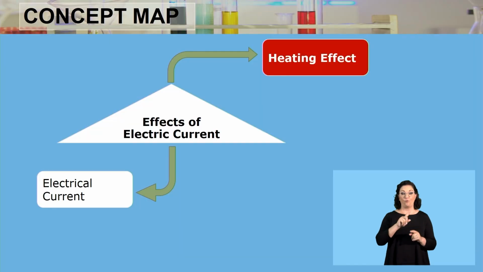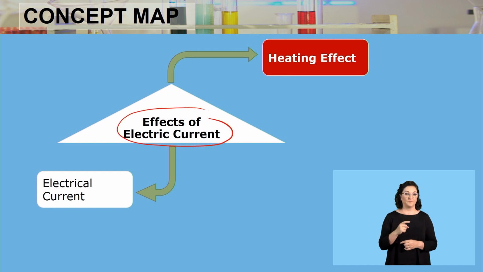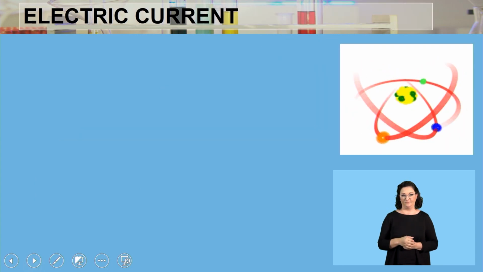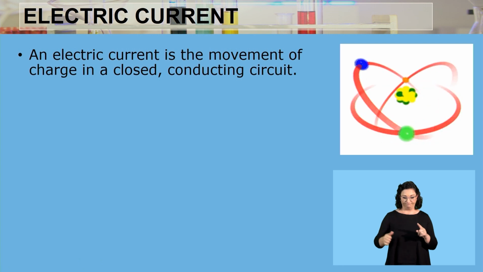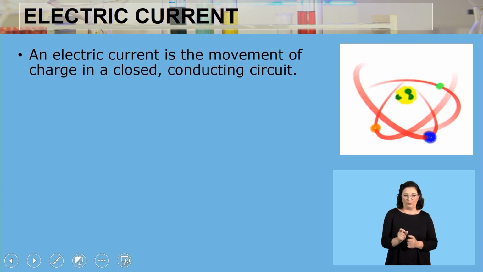Welcome back, learners. As we have said before, the first concept is going to be the heating effect of electrical current. Remember our main idea: we're going to be looking at the effects of electric current, and we are starting with the heating effect. So let's begin. We should know that an electric current is the movement of charge in a closed conducting circuit.